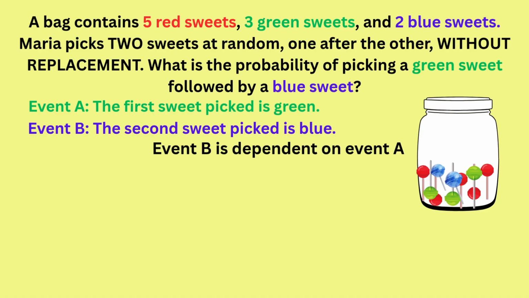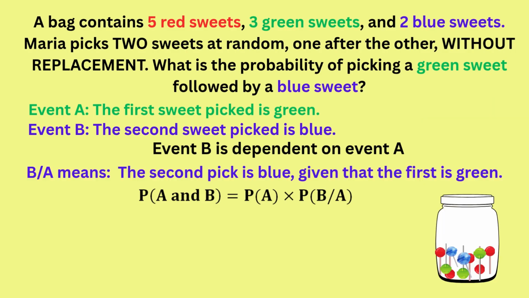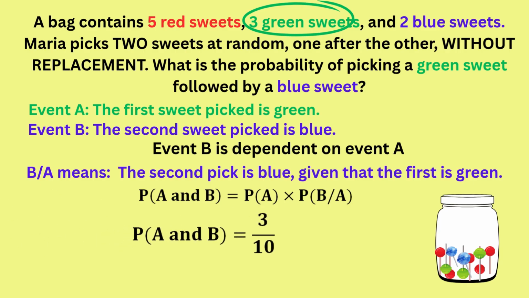To find the probability of both events happening, that is, picking a green sweet and then a blue sweet, we'll use the multiplication rule of probability shown here. Let's calculate the probability of picking a green sweet on the first try. There are 3 green sweets out of a total of 10, so the probability of A is 3/10.